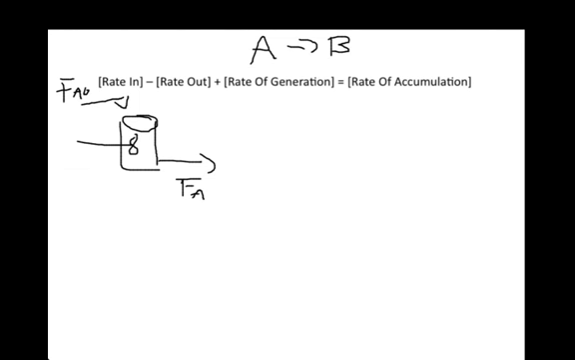As with any balance, we're going to look at our rate in, which in this case is FA naught, and our rate out is FA. That's our molar flow rate at our exit. Our rate of generation is the rate of formation of A multiplied by the volume of the CSTR.